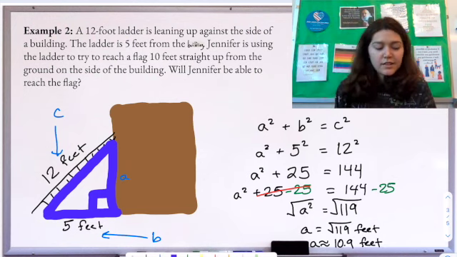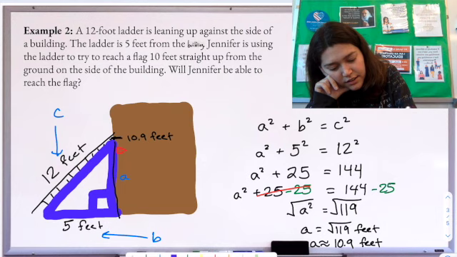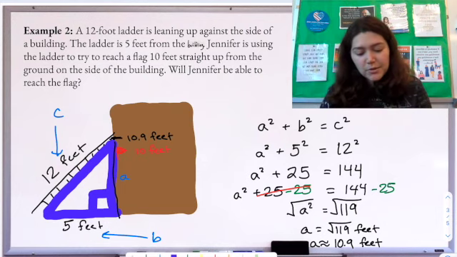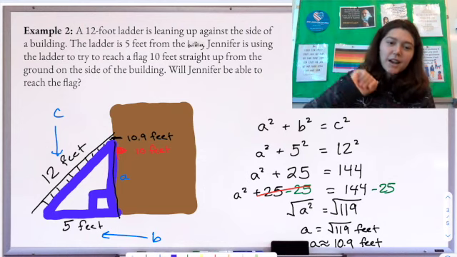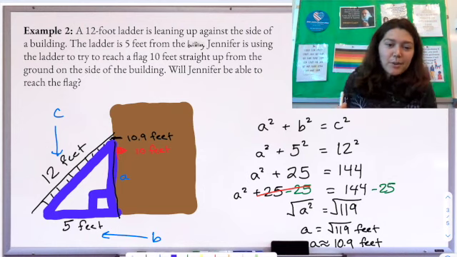Okay, so I feel like we're done, but then I'm like, wait. What was the question asking me? The question said, will Jennifer be able to reach the flag? Okay, so the ladder is getting me here. This is 10.9 feet up from the ground. And then the flag is right here at 10 feet. So will Jennifer be able to reach it? Yeah, she might need to move her arm down a little bit, but she's high enough to grab it. So yes, she's going to be able to reach it.